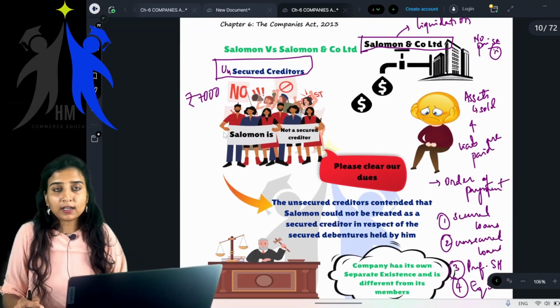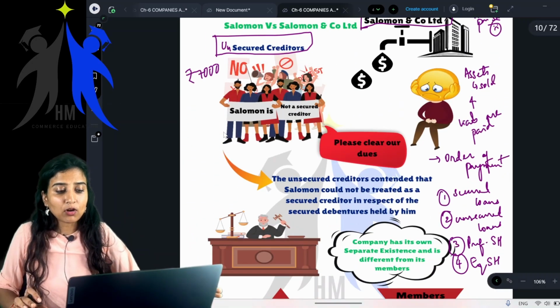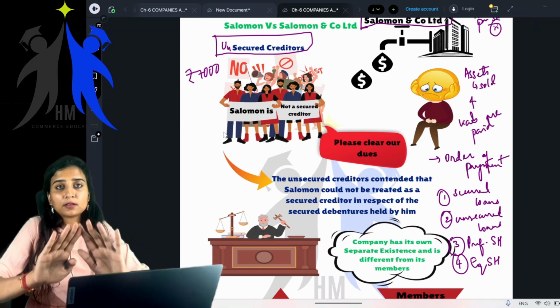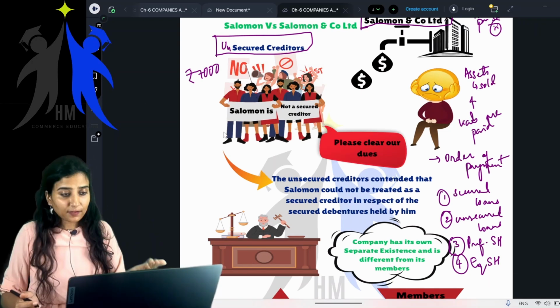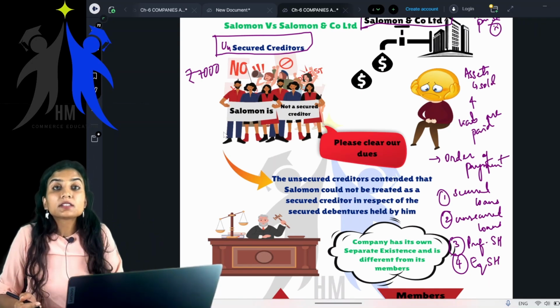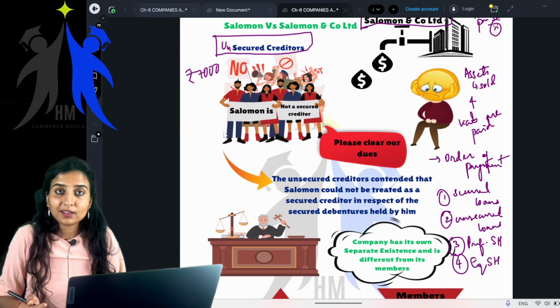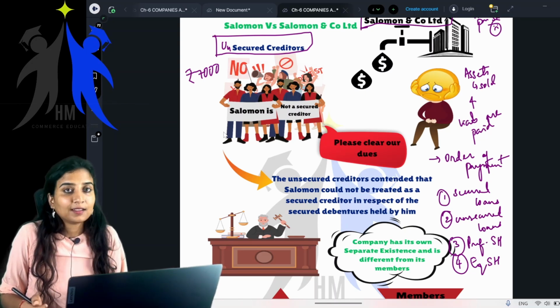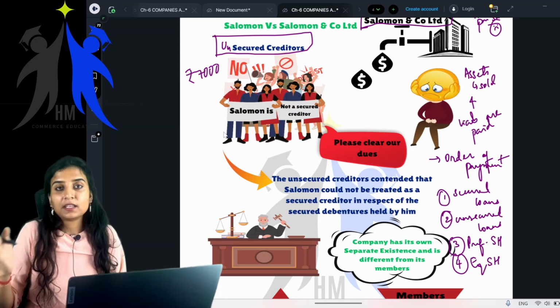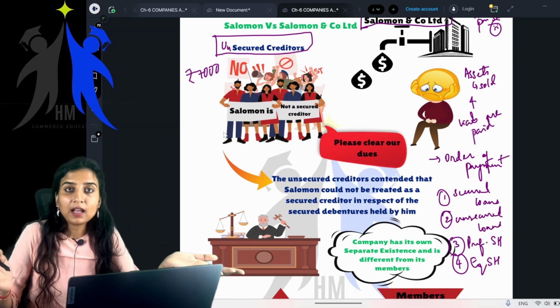So these unsecured creditors have come to protest, telling the court that Salomon cannot be paid first. First clear our dues. What will happen? What will the court tell? The court will tell, come on, the company is different, the members are different.